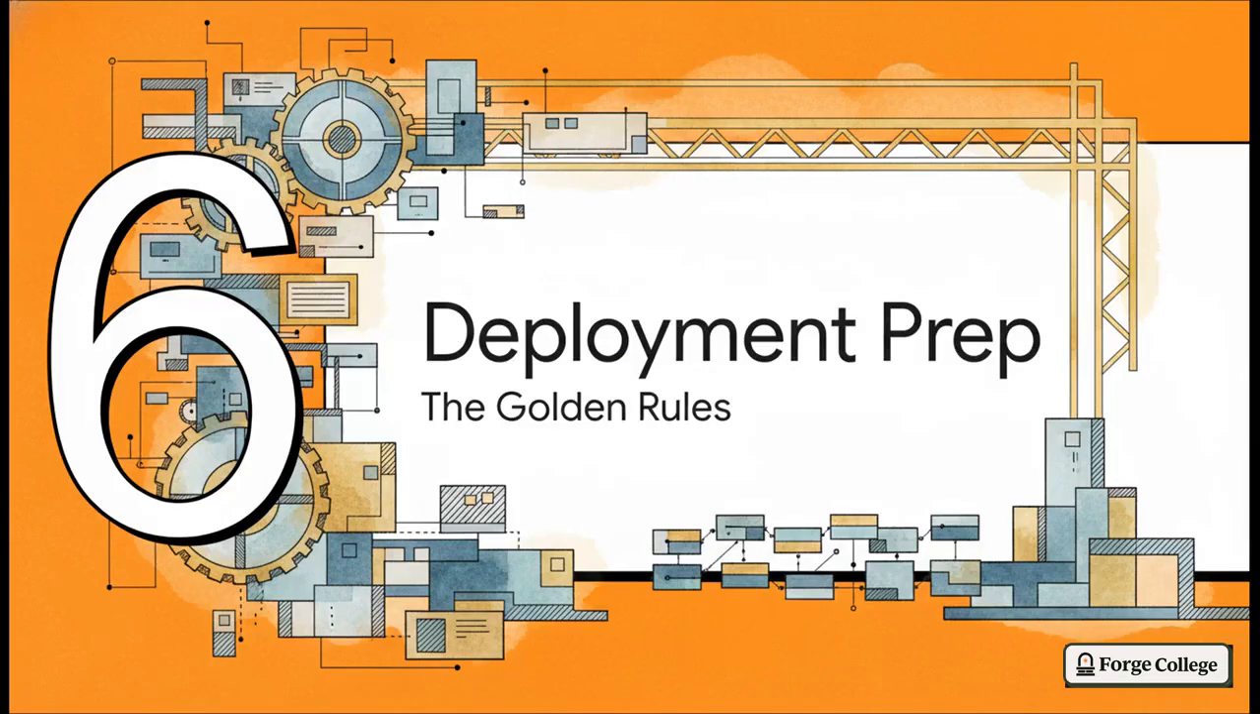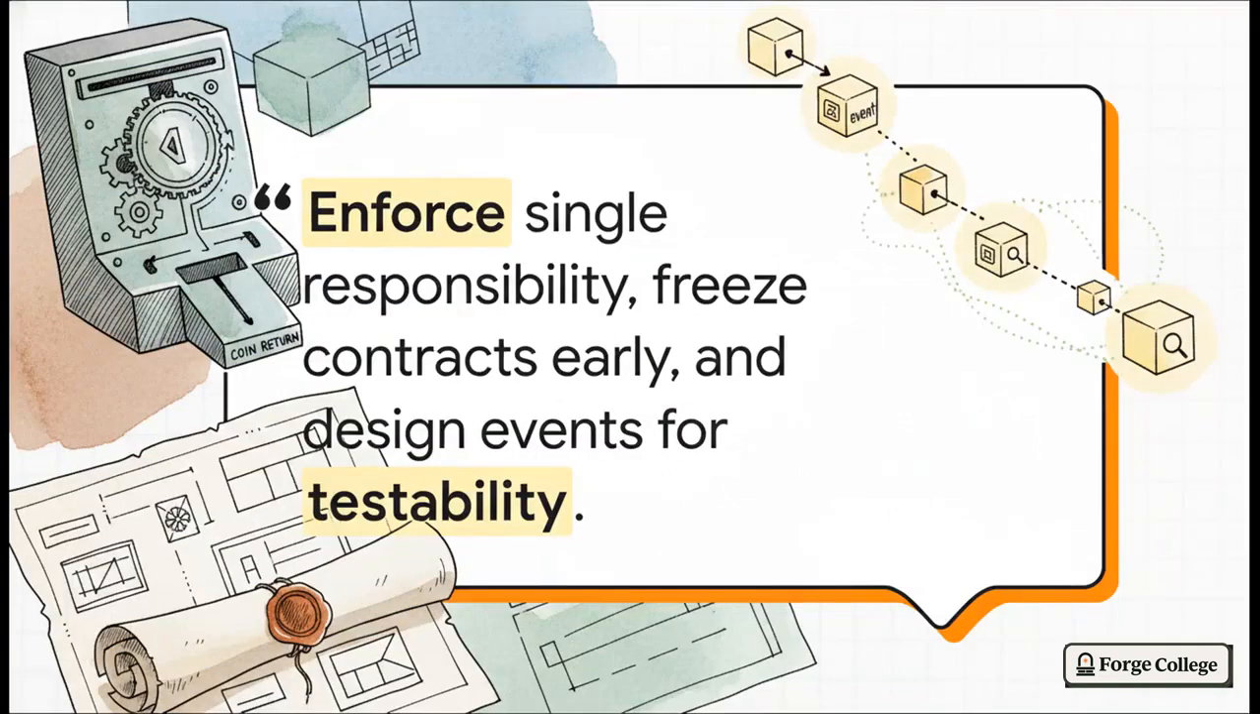And that brings us to our final section, Section 6, Deployment Prep, the Golden Rules. We are now ready to take our compiled interfaces and prepare for actual deployment. Stick to these 3 golden rules, and I promise it'll make your life an absolute breeze. First, enforce single responsibility. As we established, your coin slot shouldn't try to be a coin return. Keep jobs separate.